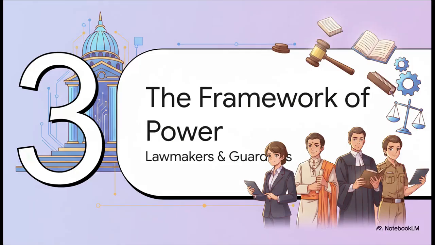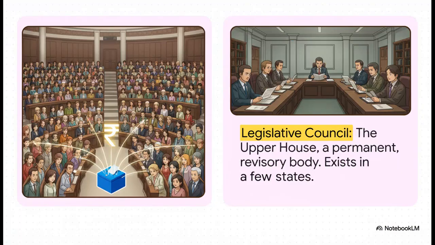Okay, so we have the governor and the chief minister, but they don't operate in a vacuum, right? They can't just make up the rules. They have to work within a framework of power, a system of laws made by lawmakers and upheld by law guardians. First up, you've got the state legislature. This is basically the lawmaking body of the state.